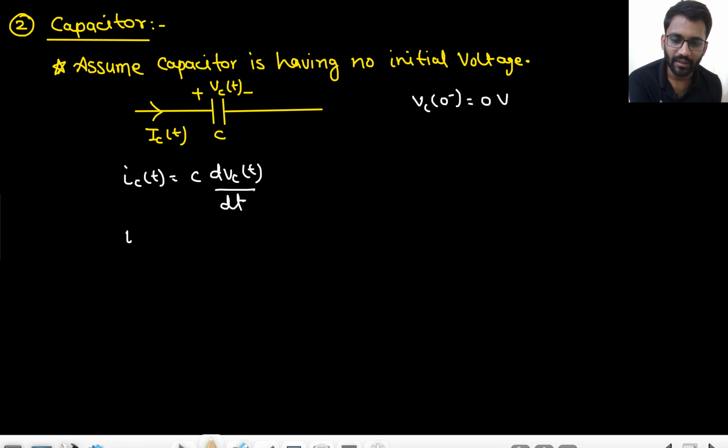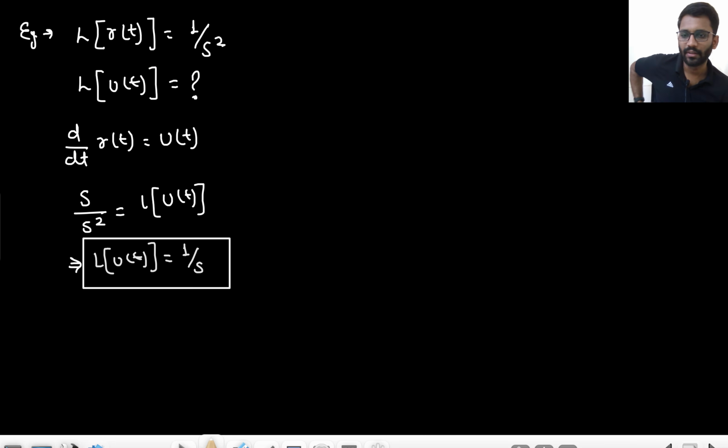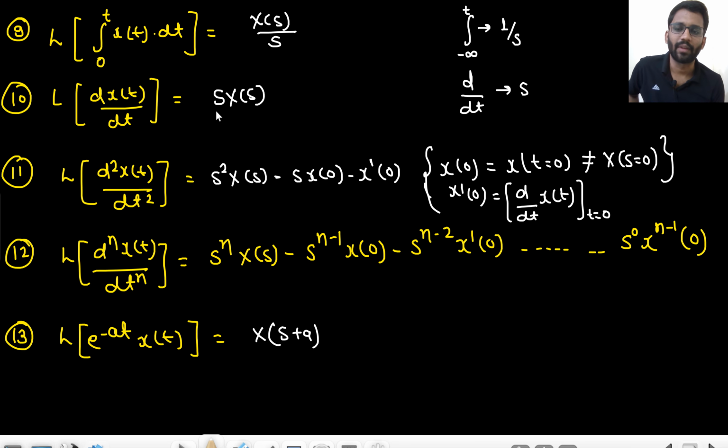So capital I, capital Ic(t). If I am writing capital Ic(s), it would be C into s Vc(s) minus the value at t equals to 0, right? What did I write here actually? Okay, here I wrote it wrong. s X(s) minus the value at t equals to 0, minus x(0), okay? So this also comes here, okay?